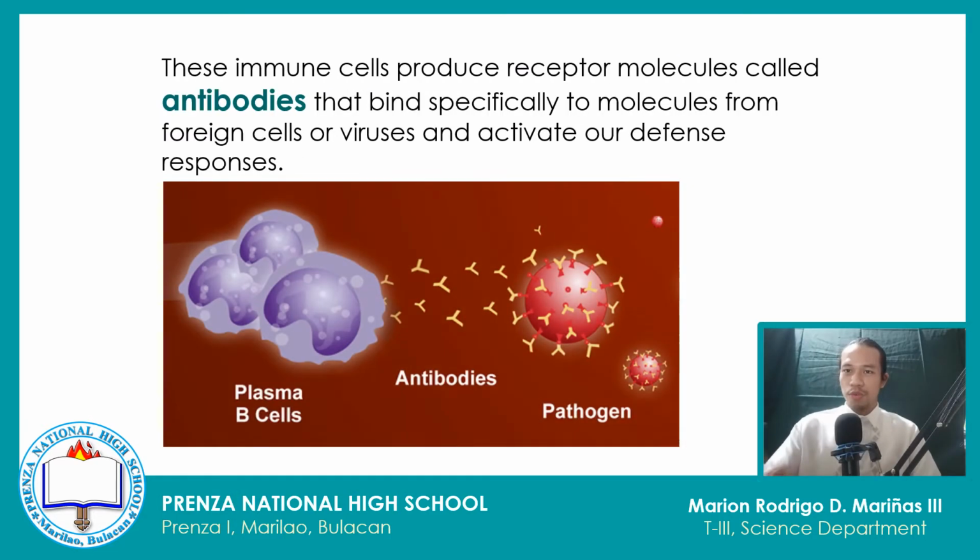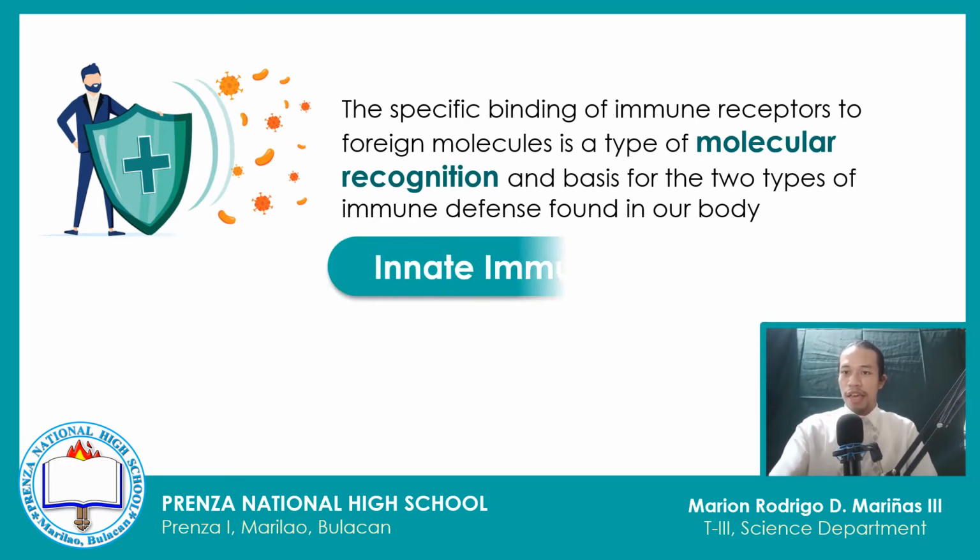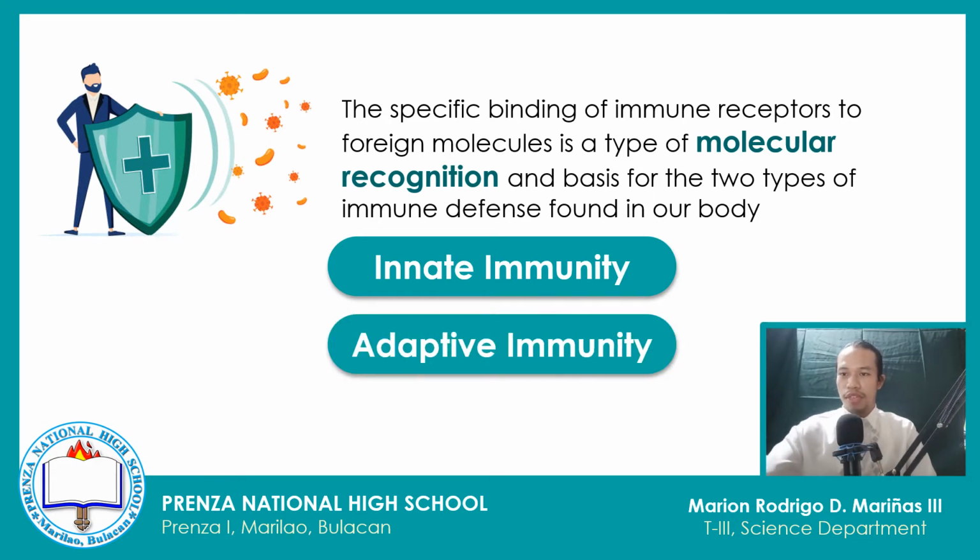These immune cells produce receptor molecules called antibodies that bind specifically to molecules from foreign cells or viruses and activate our defense responses. The specific binding of immune receptors to foreign molecules is a type of molecular recognition and serves as the basis for the two types of immune defense found in our body, the innate immunity and adaptive immunity.